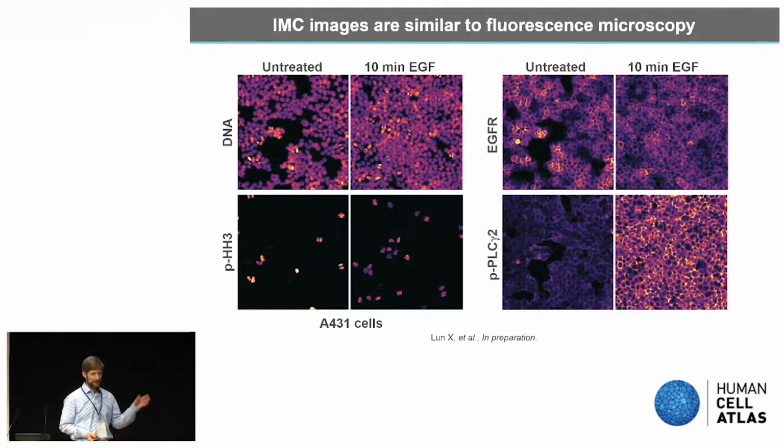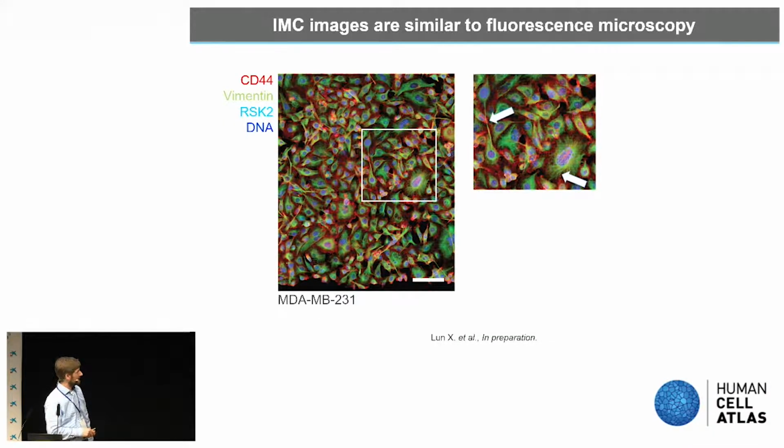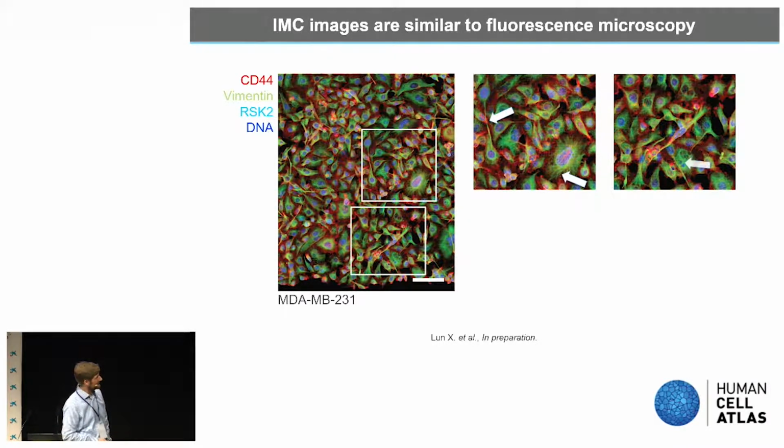Also here, a quick view on how those images look. That's a cell line that was stimulated with EGF, and you can see here for phospho-PLC gamma 2 how the signal is coming up. The resolution is also high enough to see, for example, cells that are mitotic. You can see here the different chromosomes and how they are separating. That's another example. That's a cell line, MDA-MB-231, where we can also nicely see the Vimentin filaments or cells that are in late mitosis. That's over here.